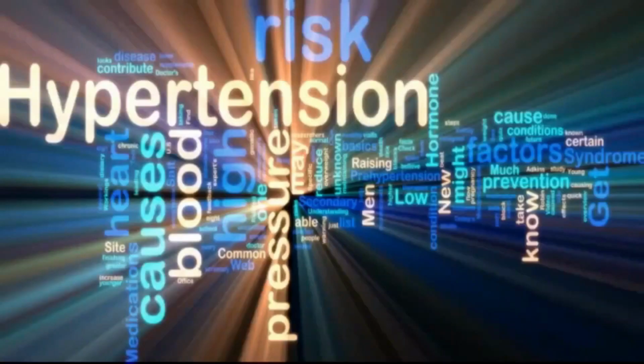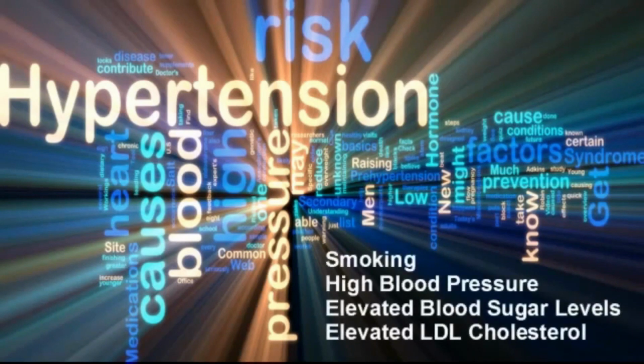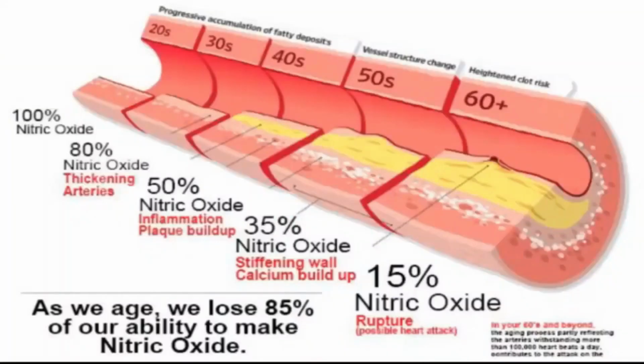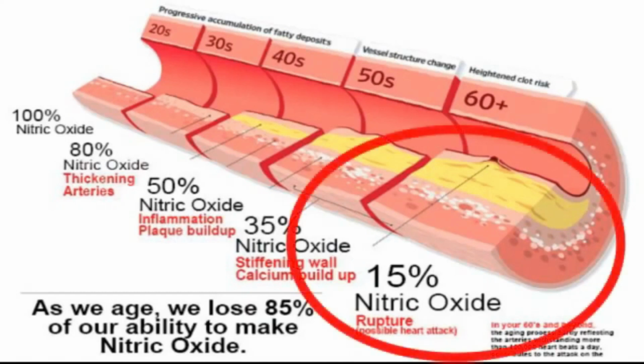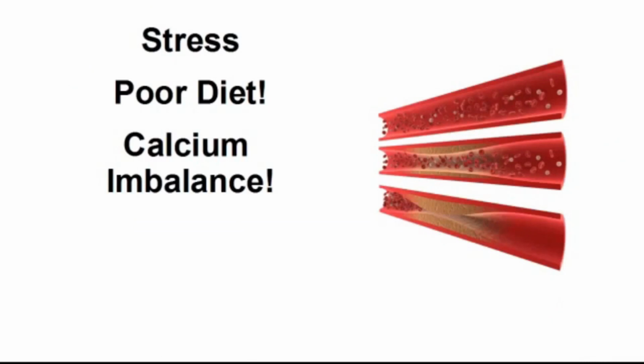While there are many ways to damage the endothelium, it typically centers on four major factors: smoking, high blood pressure, elevated blood sugar levels, and elevated LDL or bad cholesterol. All of these directly damage the endothelium, which can lead to injury resulting in plaque formations and the start of atherosclerosis. As you can see by the slide, this accumulating damage over time drastically reduces your nitric oxide production. Add stress, a poor diet, and a calcium imbalance, and you accelerate poor cardiovascular health and high blood pressure.